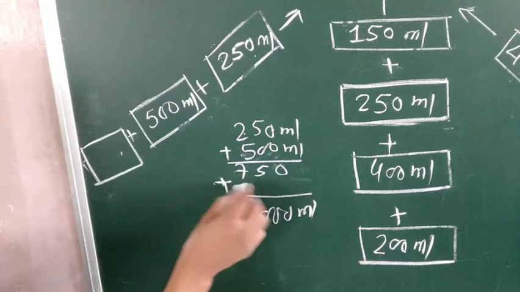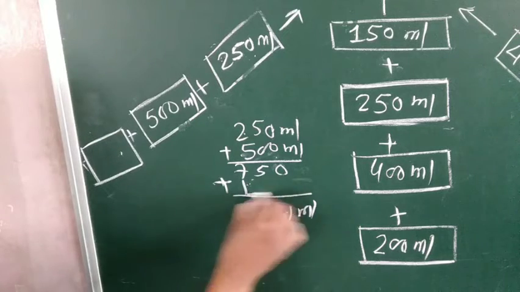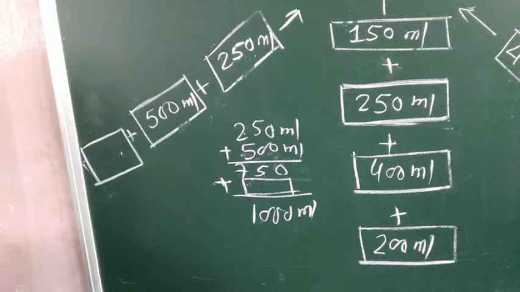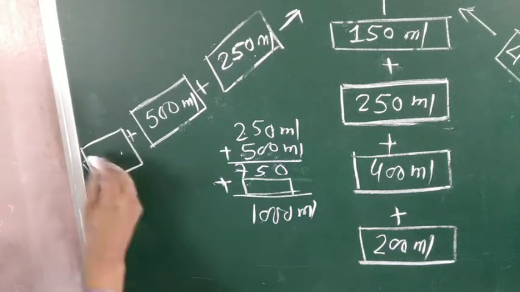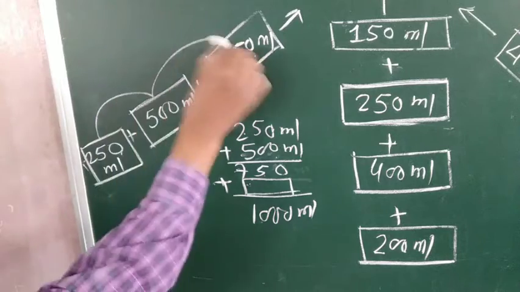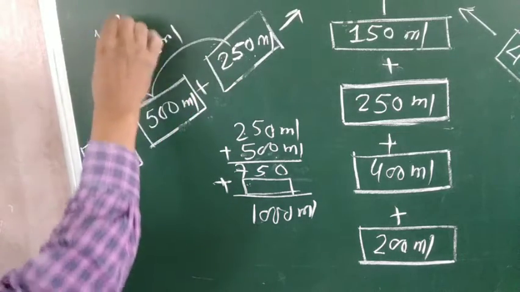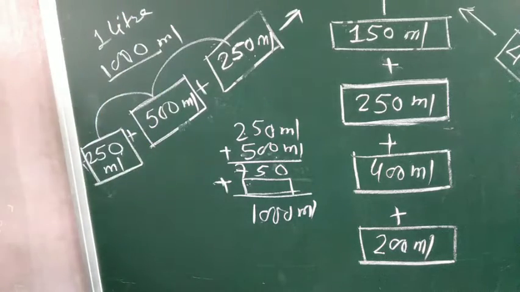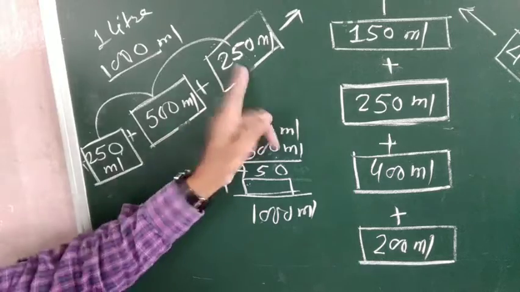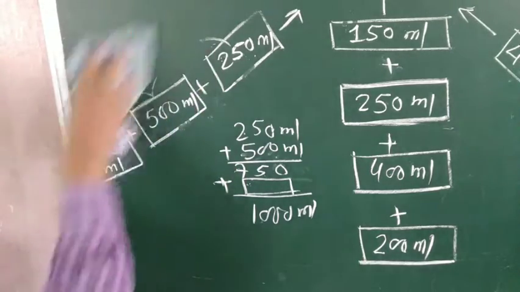Then it will be 750. Now we have to add some more milliliter to make 750 plus some milliliter equal to 1000. So how many milliliter do we have to add to this 750? Again we have to add here 250 ml. Then only the sum of these three will be equal to 1000 and then it will be 1 liter. Okay? Now see, 250, 500, 250. So this way we can complete this one.